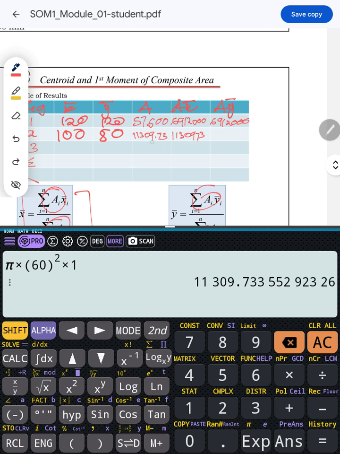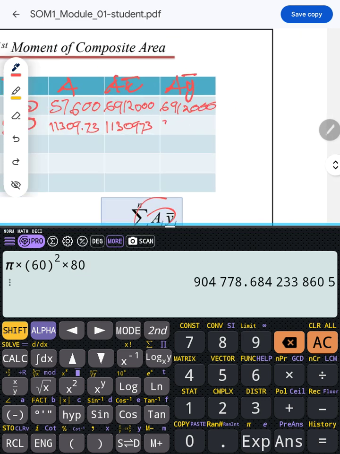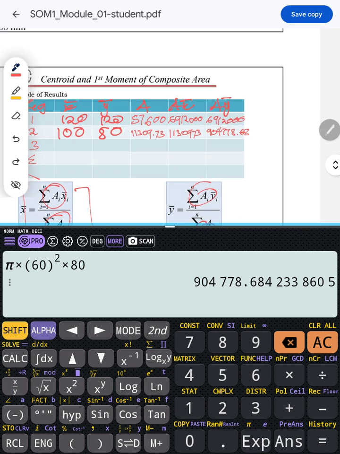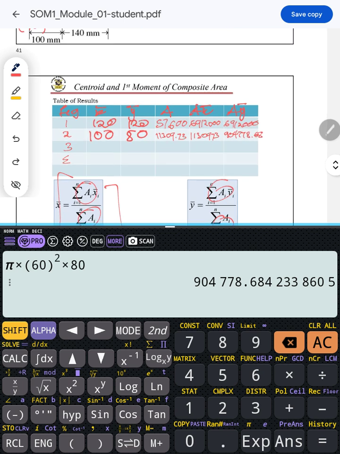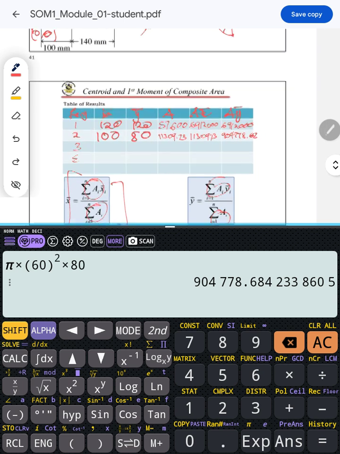Our AY will just be the area times Y, which is 18. So let's see, 18 times that gives 778.68, right? Yes. Now we are done with this one, right? We go to figure 3.